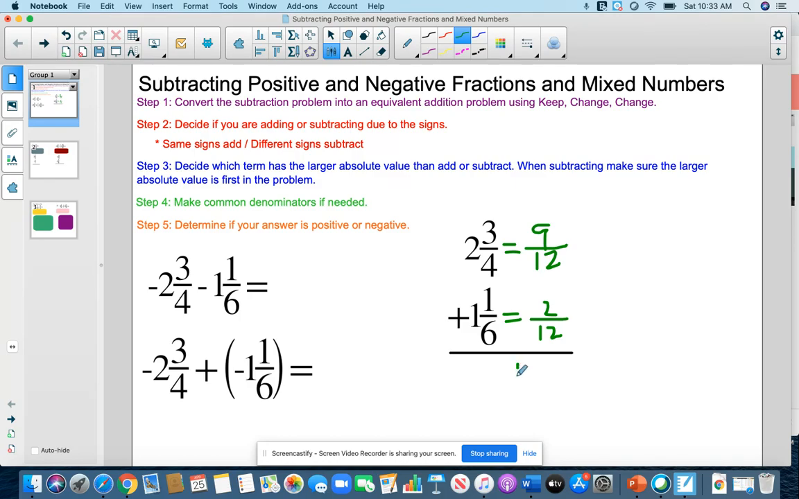We're going to go ahead and add them together, and we have 9 twelfths plus 2 twelfths, which gives us 11 twelfths. And then go ahead and add your whole numbers, which would be 2 plus 1, which gives us 3. So we get a not final answer, 3 and 1/12. We have one step left.